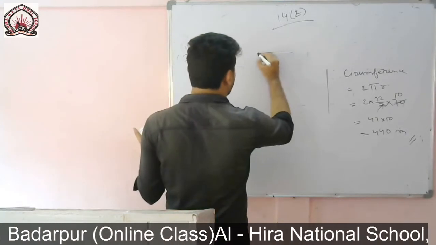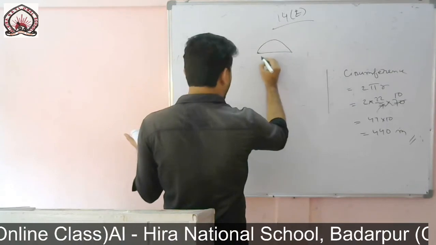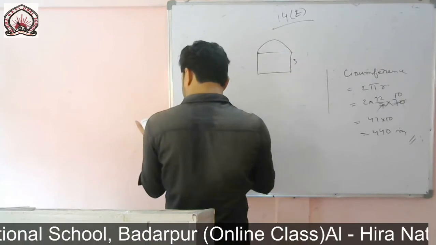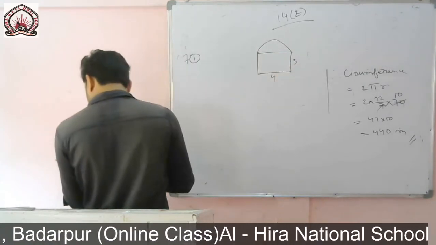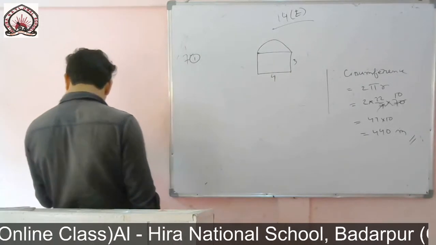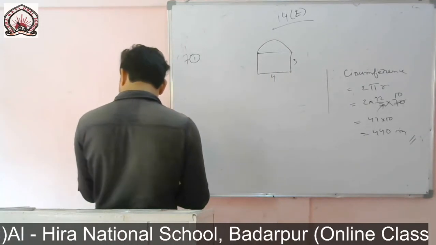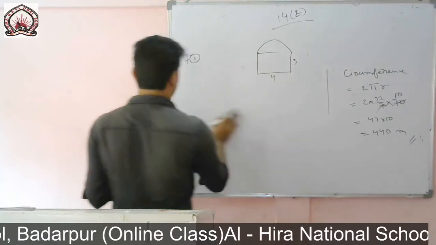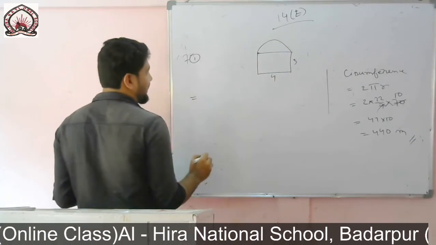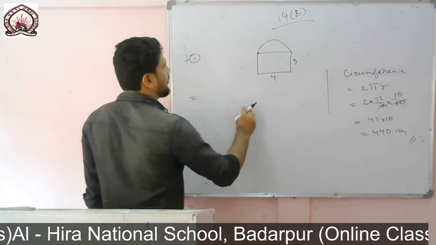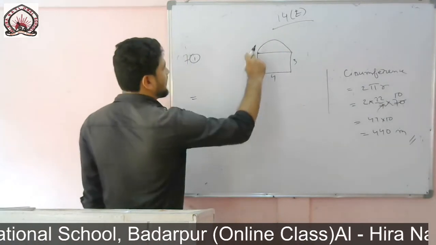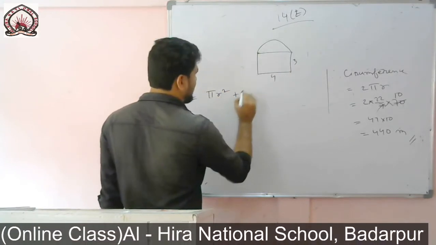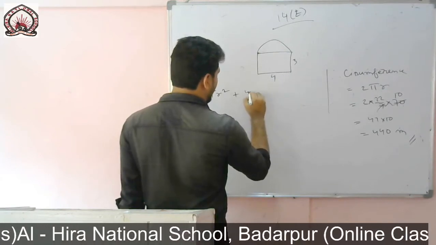The diagram is given like this: 3 centimeter, 4 centimeter. Now we have to find the area of the shape correct to 1 dp. So area of the shape means what? This area will be pi r square plus length into breadth, 4 into 3.